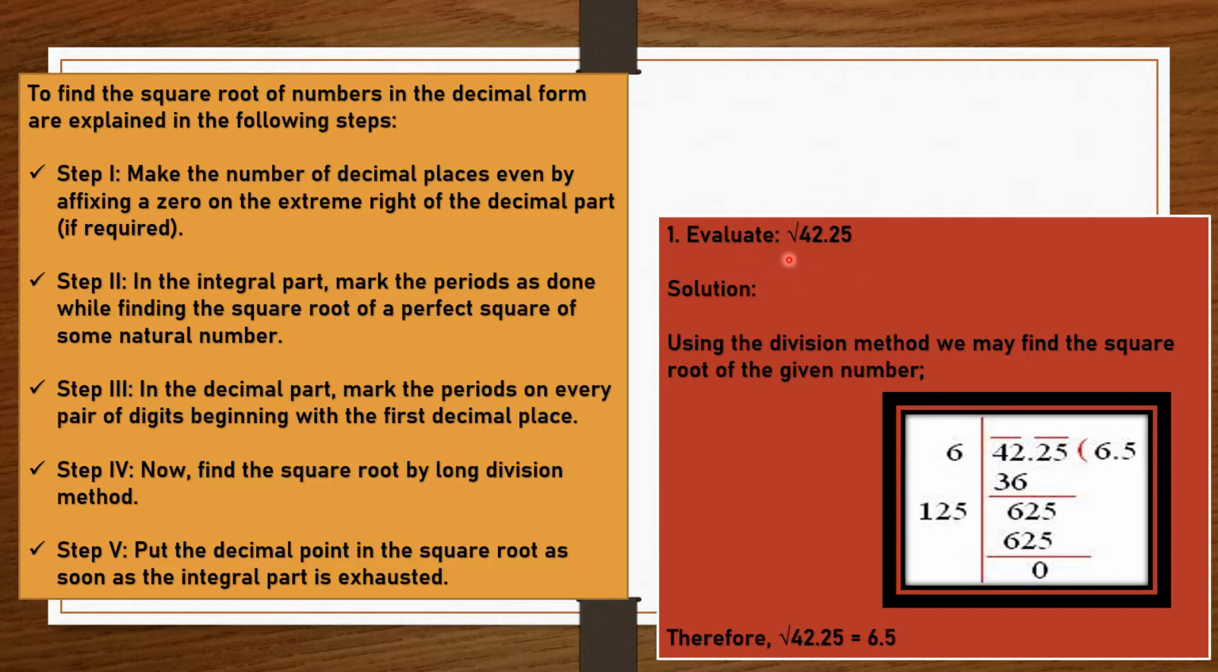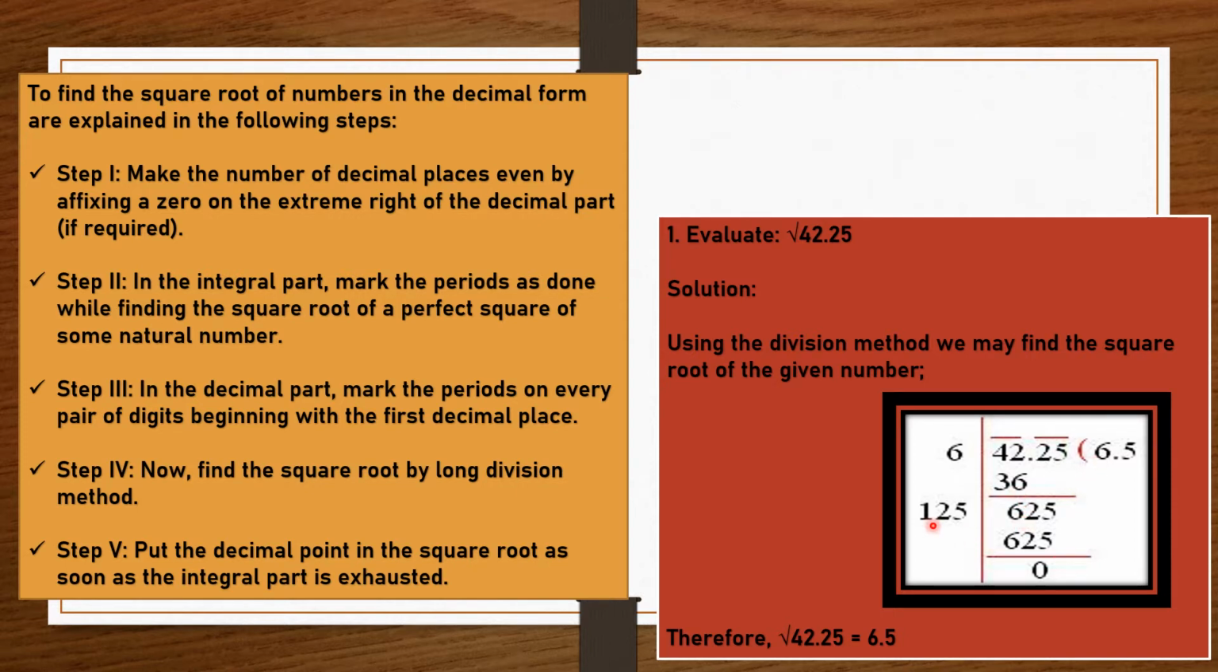Evaluate, that means find the square root of 42.25. So using the division method, we may find the square root of the given number. How? This is 42.25. First you pair the digits before the decimal and after the decimal. After that, like the previous sums, 6 sixes are 36. It's coming 6 after subtraction.